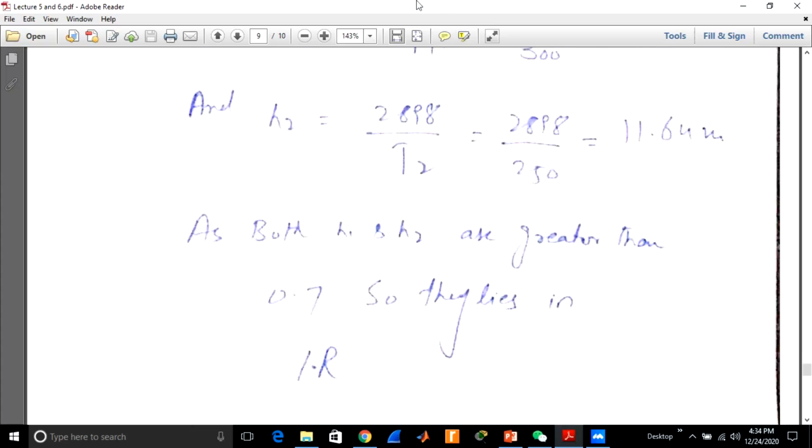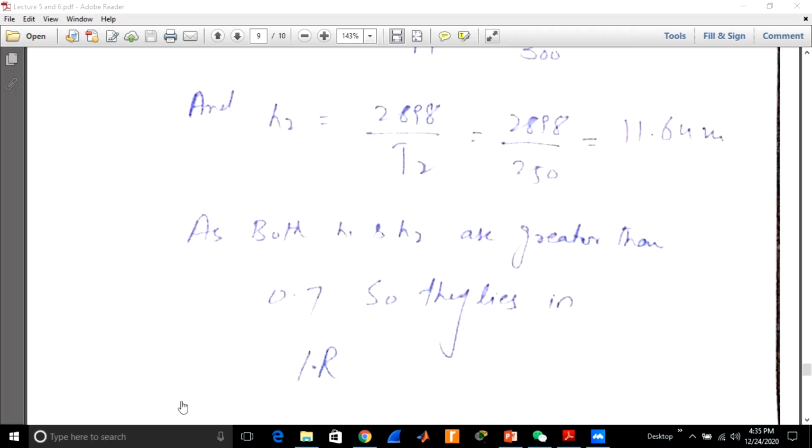As you know, the range from 0.1 to 0.4 is ultraviolet, from 0.4 to 0.7 is visible, and from 0.7 to 100 is infrared. So as the 11 and the other 9 point something is greater than 0.7, it means that in this case the Earth will radiate infrared radiation.